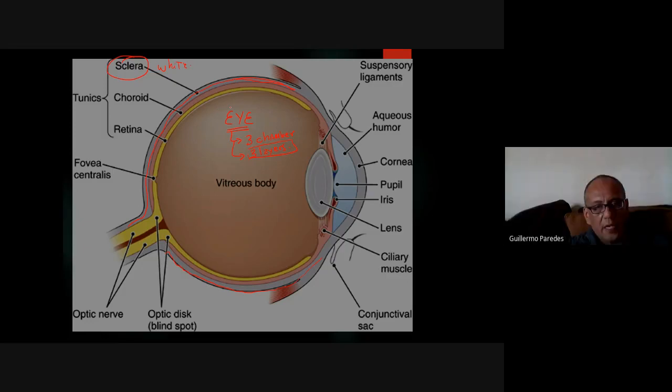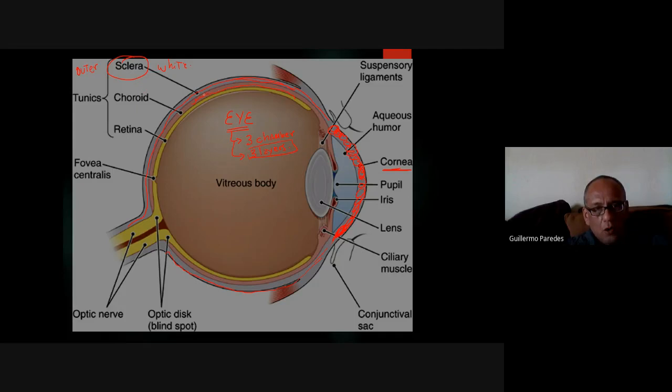Okay. So now the sclera continues anteriorly with this structure that is the cornea. So from white it becomes transparent. The cornea is the continuation of the sclera, but it changes its characteristics and is transparent. You okay with that? The second layer is here. The sclera is the outer layer, the white, of course.